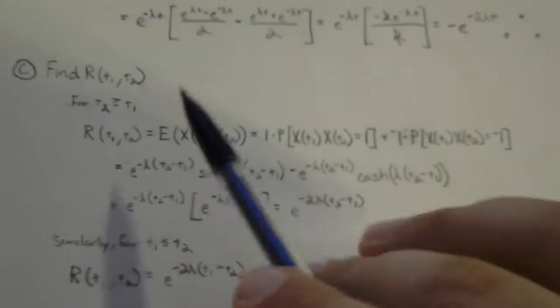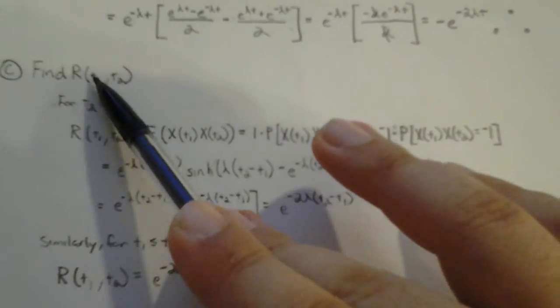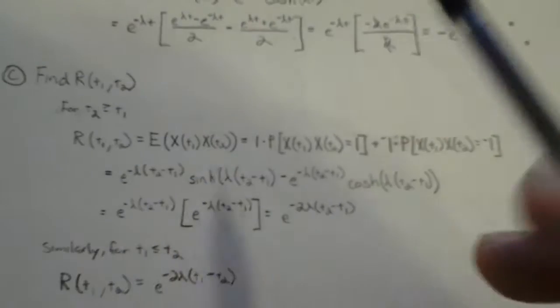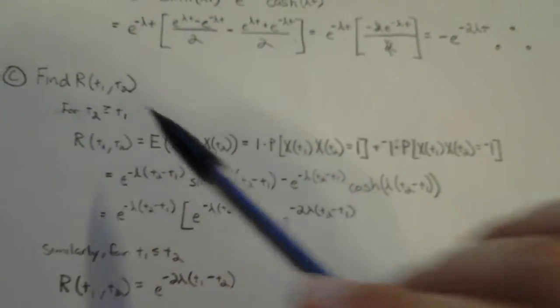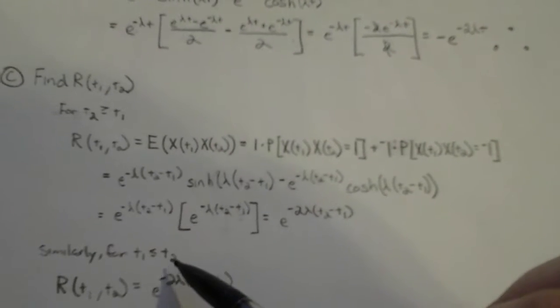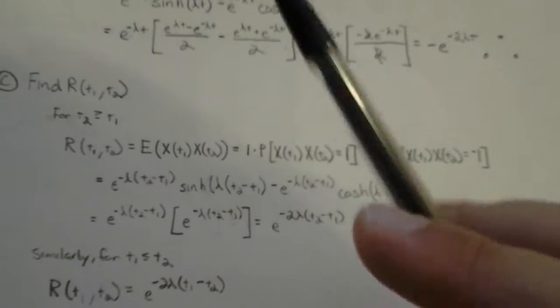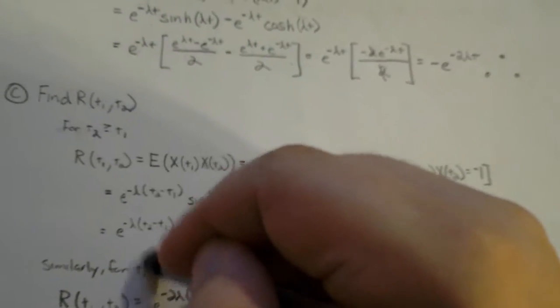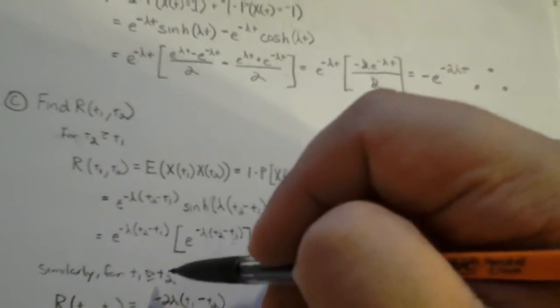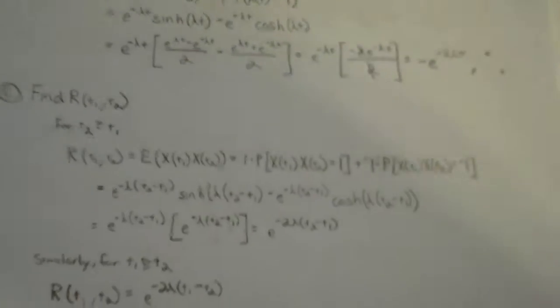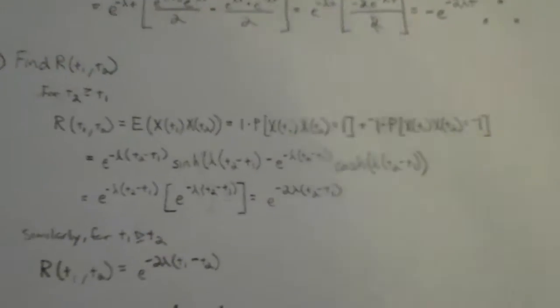Next, we're going to look at the autocorrelation in terms of t1, t2. That requires us to look at when t2 is greater than t1, and then when t1 is greater than t2. This is going to be when t1 is greater than or equal to t2. Both the equations are going to be equivalent. We can actually see this.